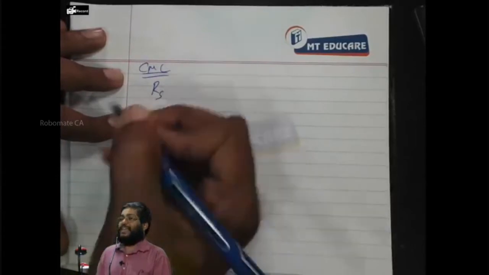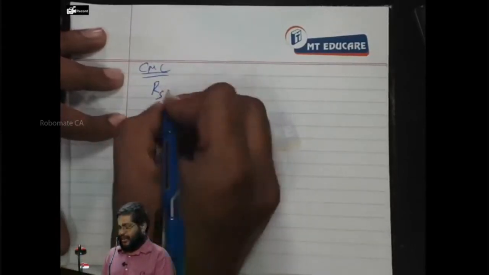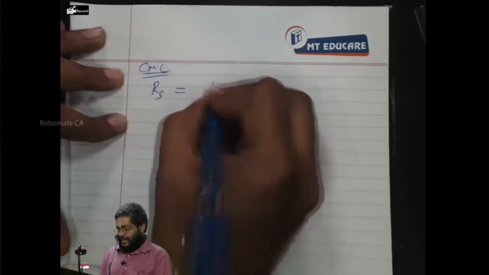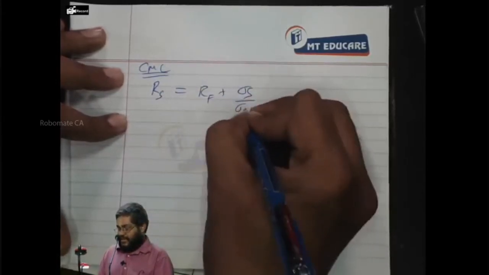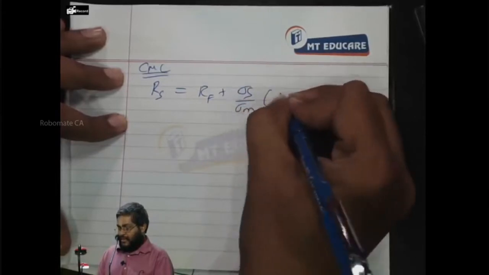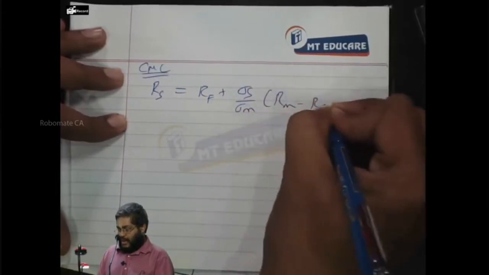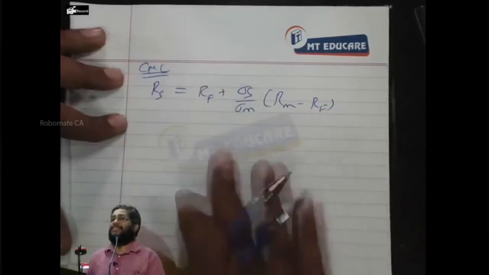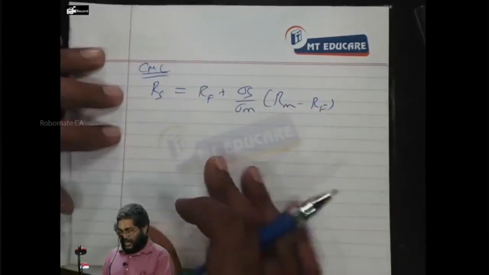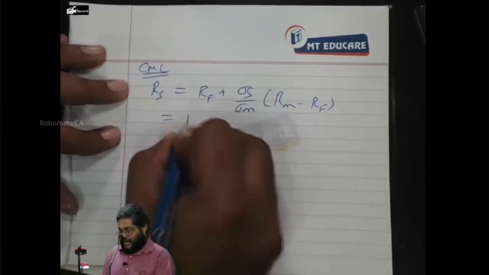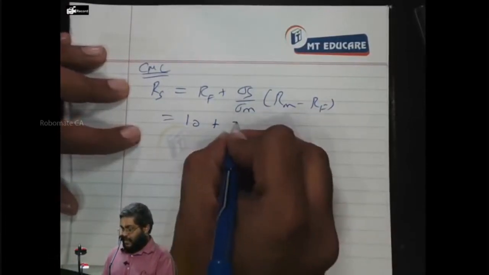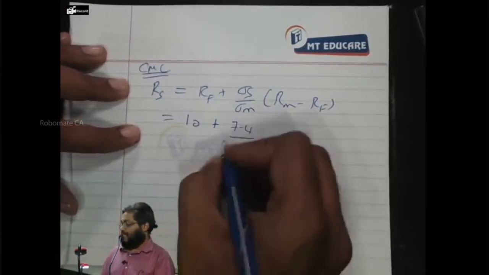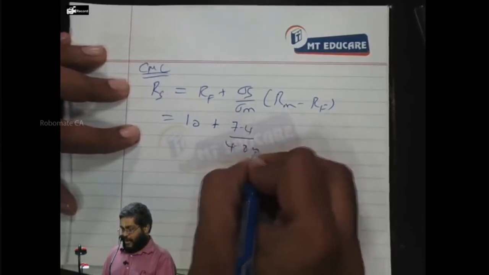I can say RS, in a security. Return of a security. If I invest in a portfolio, it becomes RP. But return of a security is nothing but RF plus sigma S by sigma M into (RM minus RF). Only thing is correlation is missing. In that case, tell me, what is RF? 10 plus. Look at the notebook. What is the standard deviation of the security? 7.4. What is the market standard deviation? 4.85.